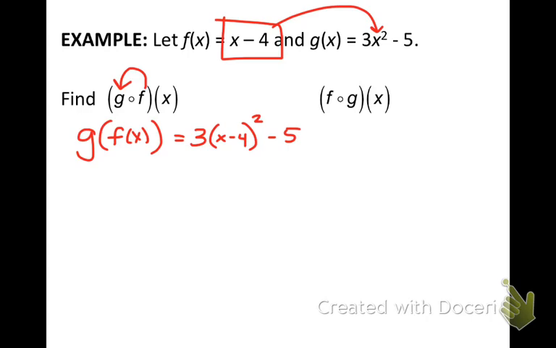Now we've got to simplify that. How do I square a binomial? Remember good old FOIL days? So that becomes 3 times x minus 4 times x minus 4, minus 5. So what do we get when we FOIL? X times x is x squared. X and a negative 4 is negative 4x. In my inside, I get another negative 4x. So now I have negative 8x. Negative 4 times negative 4 makes 16.